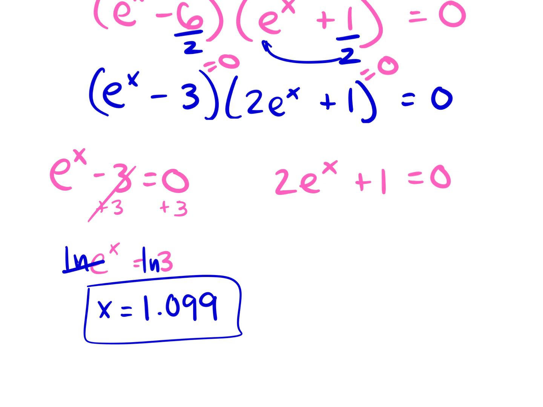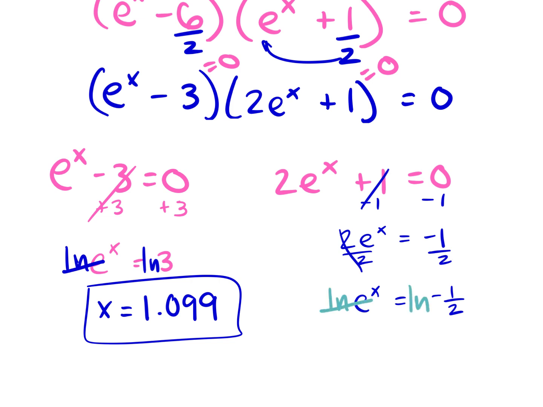So here, what do we do first? Subtract 1. So 2e to the power of x equals negative 1. Divide by 2. So e to the power of x equals negative 1/2. What do we do next? We're going to take the ln of both sides. So ln of e will cancel. So x equals the ln of negative 1/2. What do you get when you put the ln of negative 1/2 in the calculator?